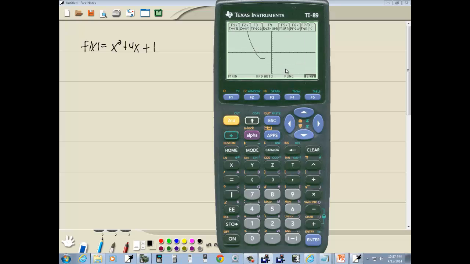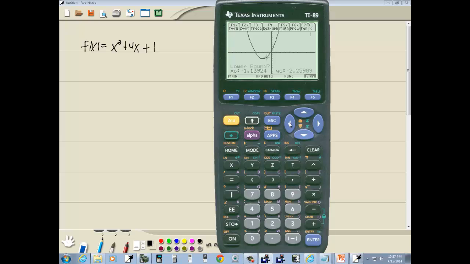Now remember, our vertex is our lowest point or our highest point. So this is obviously our lowest point. That's our vertex. It's also a min. So if I press F5 for math and choose the minimum function, there's a 3 in front of it, so choose 3. It asks me for lower bound.